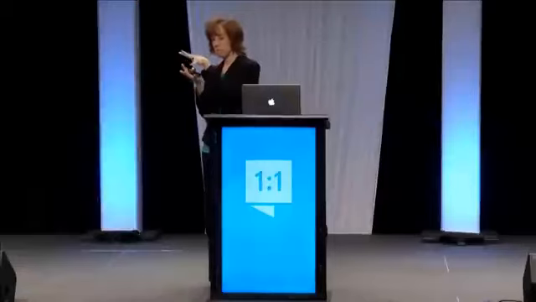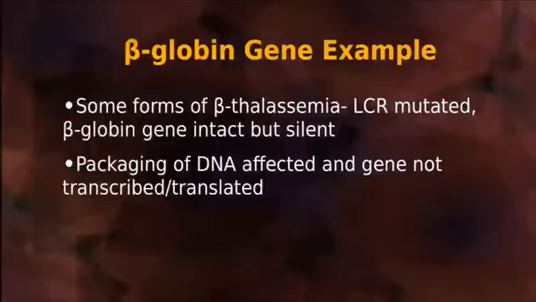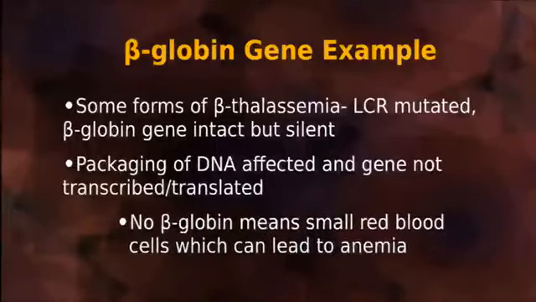It basically winds it up, so it can't be transcribed and it can't be translated, and so you don't get the gene. And as a result, if you don't have beta globin or not much beta globin, you have really small red blood cells and they can't carry enough oxygen, and so you get a type of anemia as a result of that. So the formatting of the DNA is really important to the organization, the physical organization of the genome, because it's important for the proper regulation of the genes.